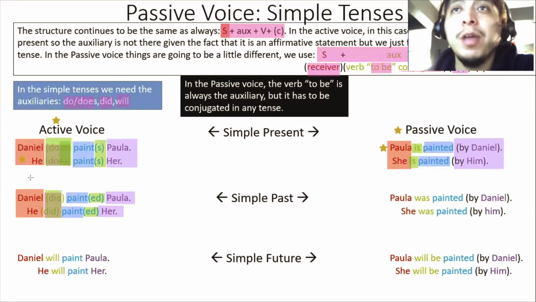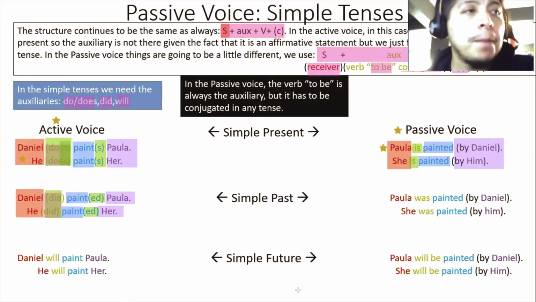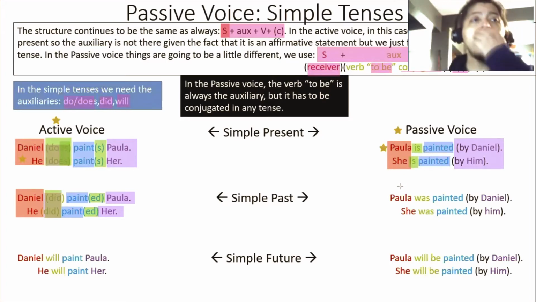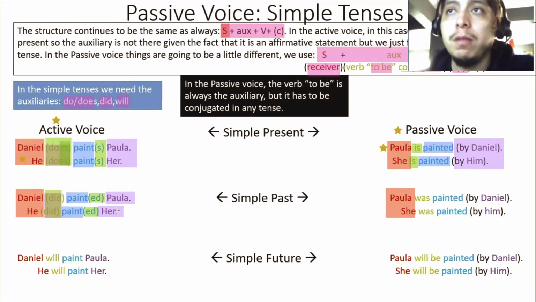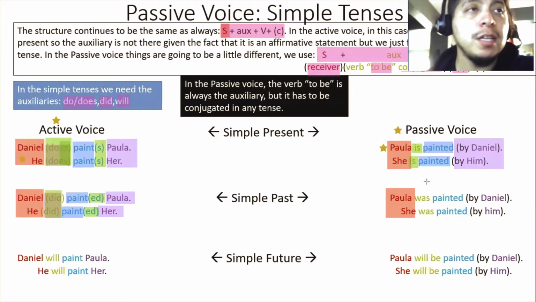In the active voice, we are focusing on the doer of the action. The subject is the person that did the action. What happens in the passive voice? In the passive voice, the subject is not the person painting, it is the person receiving the paint, okay? If you're receiving the paint, then you are the subject. The subject is she or Paula. Paula used to be "her," but now is "she" because she's the subject, okay? Then what happens? You need the auxiliary. The auxiliary is going to be the verb to be, but the verb to be in past.